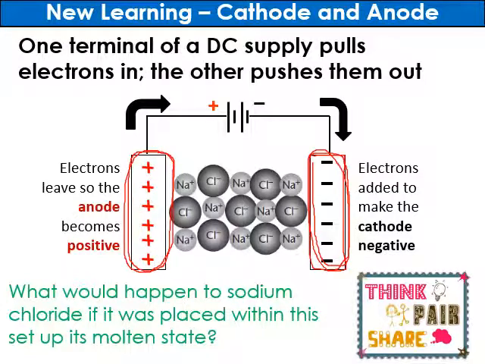So during electrolysis, we know already that this negative chlorine is going to move to the anode because the anode is positive and opposites attract, and this positive sodium is going to be attracted to the negative cathode. We know that from earlier on.